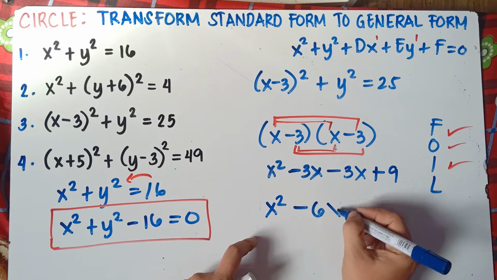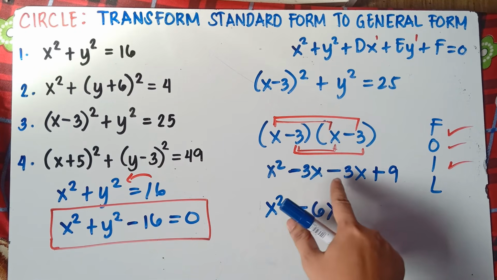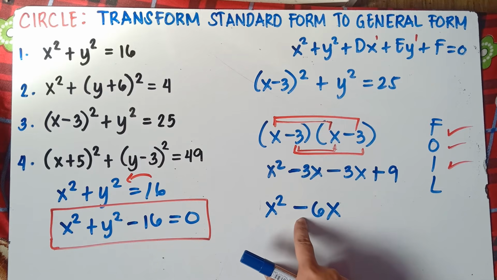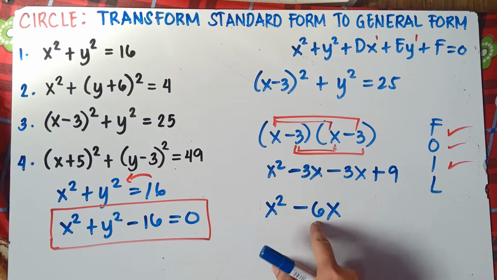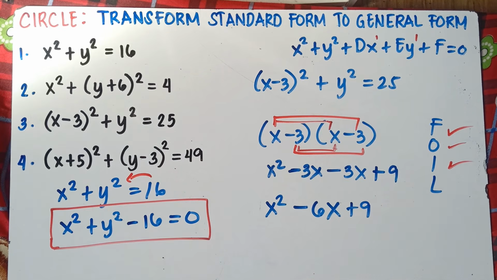Then copy x. Do not be confused, class. If you both have negatives, negative 3 and negative 3, simply copy the negative sign, then you add the numbers, 3 plus 3 is 6, then copy x. And then copy plus 9. That's the answer, class. Easy, right?